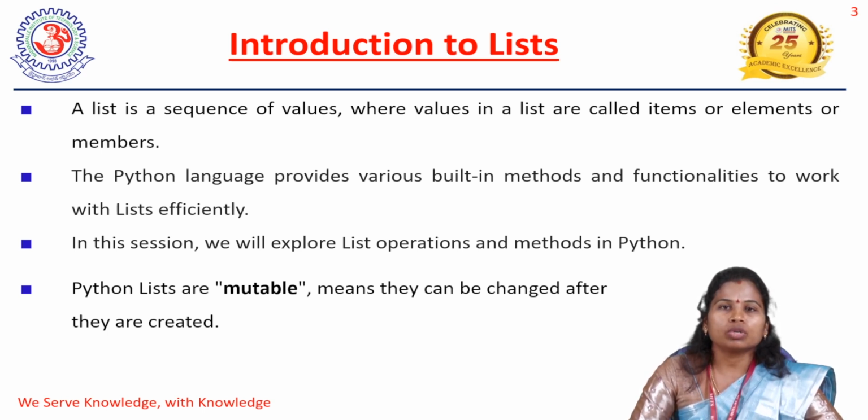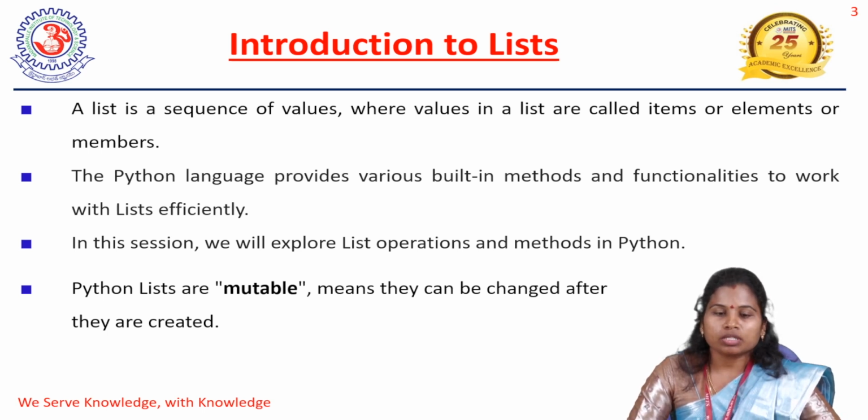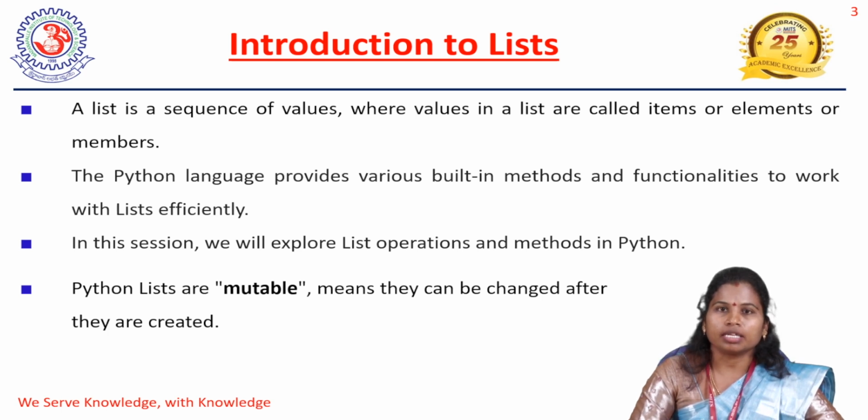One of the most important properties in the list concept is mutability. Here, mutable means we can change any value in the list. That means we can insert an element in the list, we can remove an element from the list, we can update, we can remove the list element. Because of this mutable property, we can update any list element at any time. This is the main advantage of the list concept in Python programming.